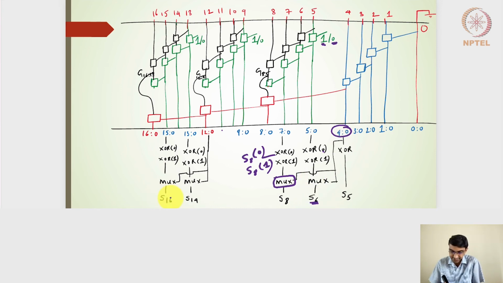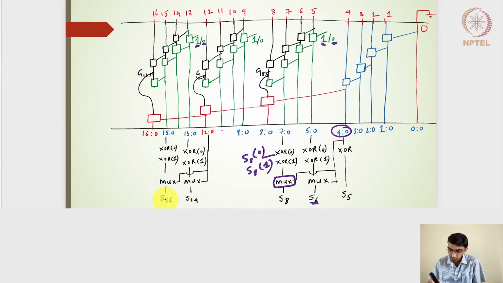Similarly, if I consider S16, then based on 12:0, which will go to the select line of this multiplexer, the two inputs to the multiplexer are the XOR output with this particular 0, whatever sum is created, and then the XOR output, which is nothing but the sum created with this 1. Right? So that goes to the multiplexer, and the output of the multiplexer will be S16.